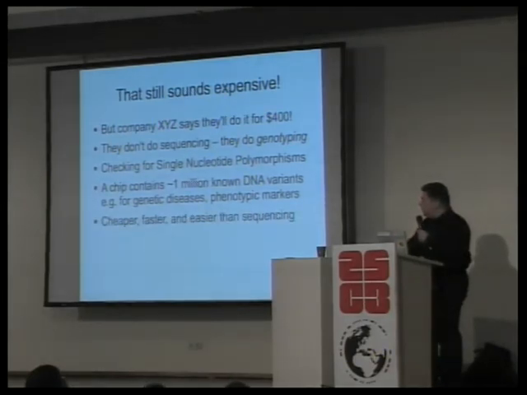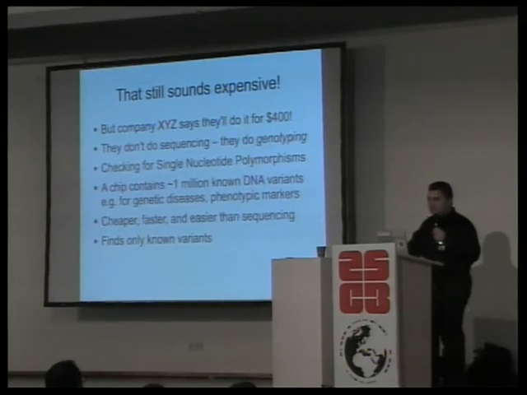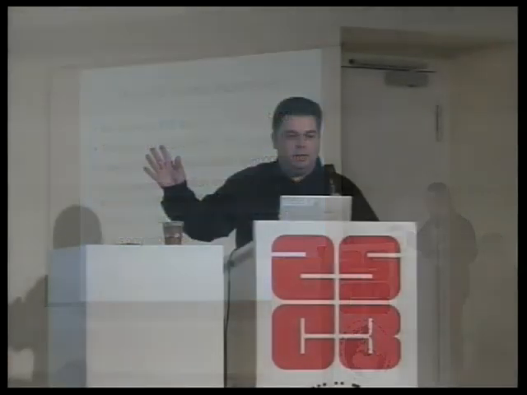This is much cheaper, much faster, and easier to handle than sequencing, but it has several big drawbacks as well. It finds only known variations, so you have to actually look for a variation in order to see it. If there's a variation in the sample that no one ever heard of, or no one's testing on this chip, you don't see it. Also, it's limited to these single nucleotide polymorphisms, so larger variation is usually not detected.